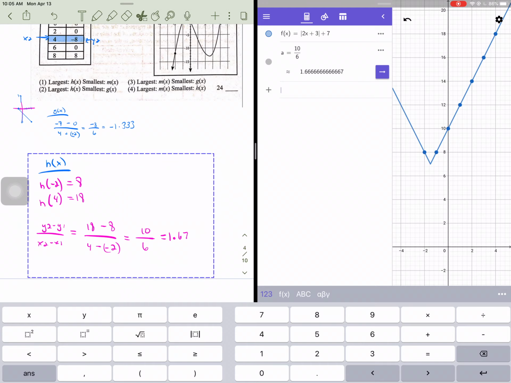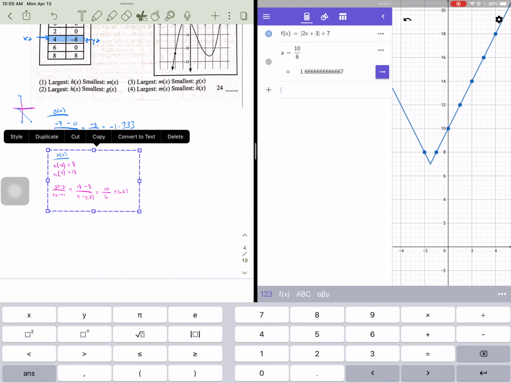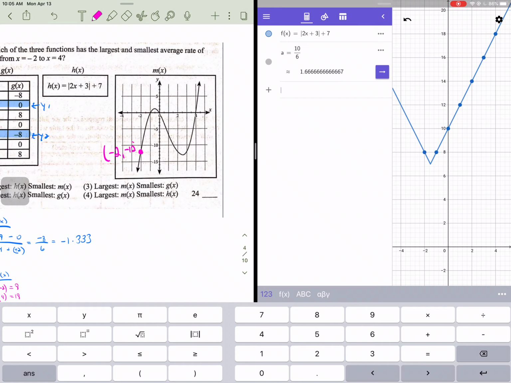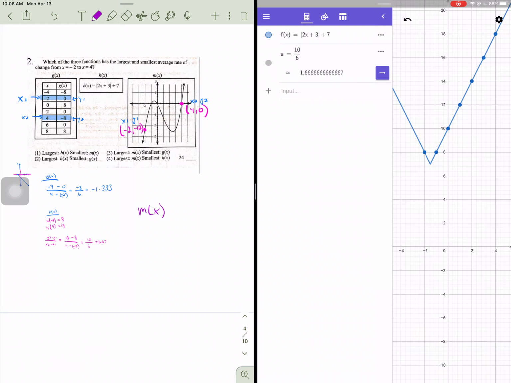So now we've got one more to do. The last one is going to be this graphically, right here. So when x is -2, you get this point here, which looks like -2, -12. And then at 4, you get 4, 0. So we get x1, y1, x2, y2. Always go left to right. So let's do m of x. Let's go full screen here.